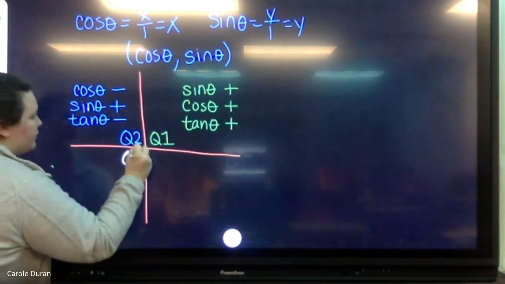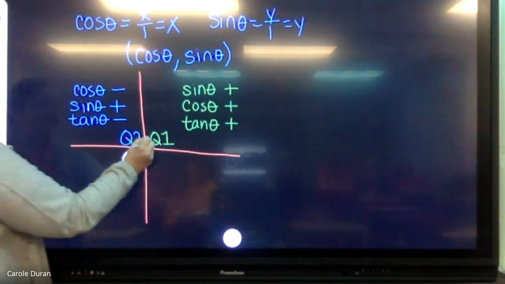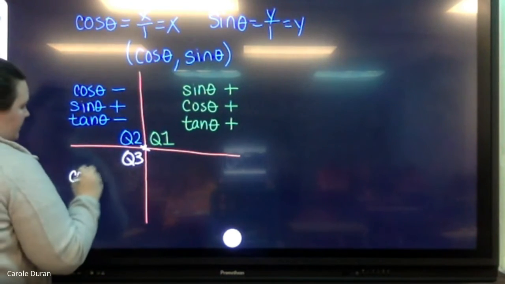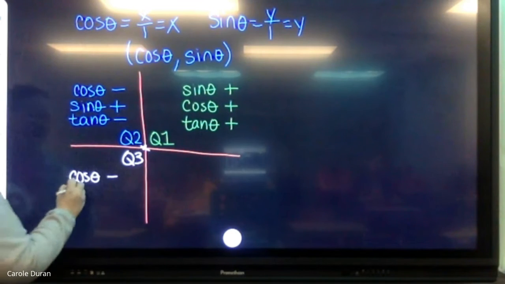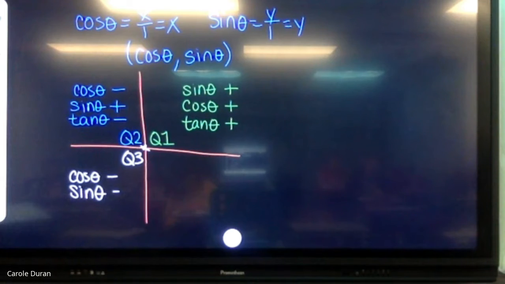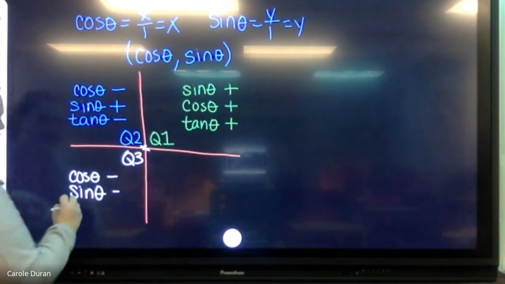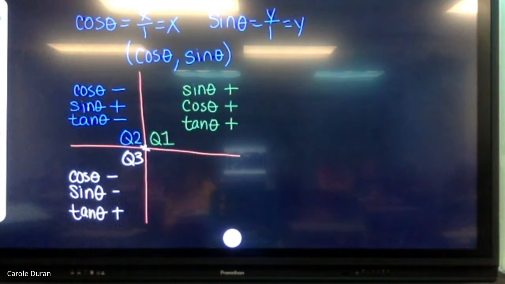Then I look at quadrant 3, which is the bottom left. Is my x coordinate here positive or negative? Negative because I moved left from my origin right here. So cosine is going to be negative. What about sine? Also negative because I moved down from my origin, which means tangent is going to be what? Positive, because a negative divided by negative is a positive.